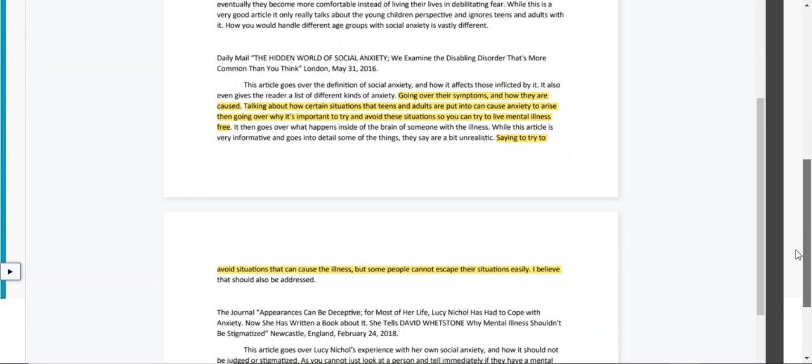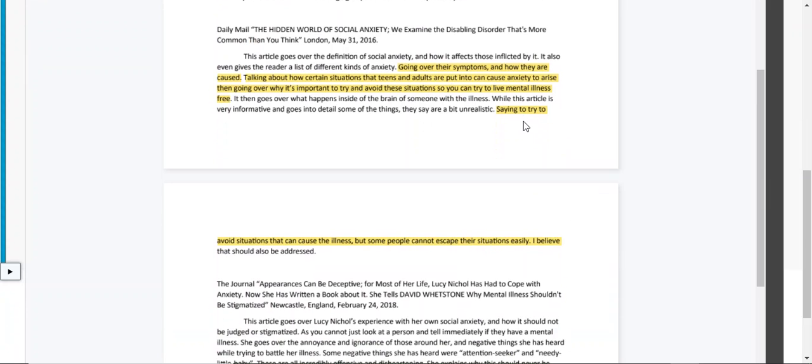And then the next sentence I've got highlighted here: "saying to try to avoid situations that cause the illness, but some people cannot escape their situations easily." Again, if I turned to you and said that, you'd scratch your head. And then I would need to say, the article says that there are certain situations that should be avoided because they can cause illness. But even then, some people can't escape their situations easily. So I think you get the general idea there.